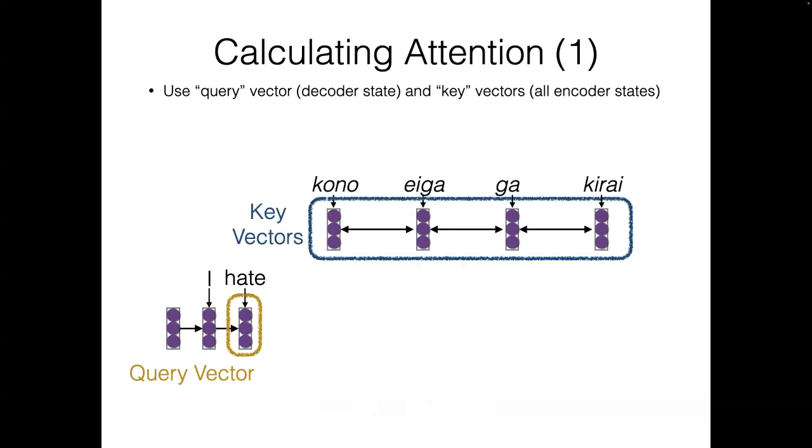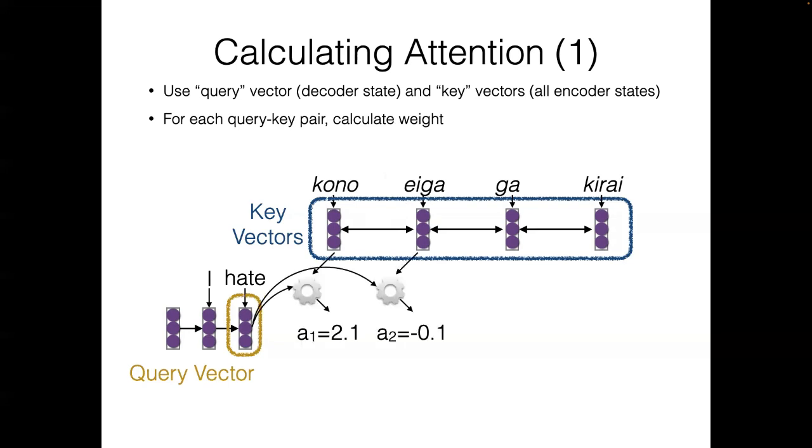And so again, the idea here is you have what's called a query vector. So let's say that it's this word hate, and then we're going to generate the next word. And then you have this set of key vectors. So here it would be the vectors from the Japanese sentence. And then for each pair of these, you calculate this weight or this attention score.